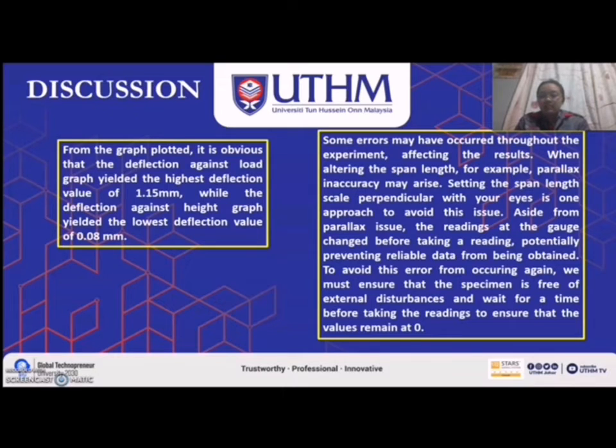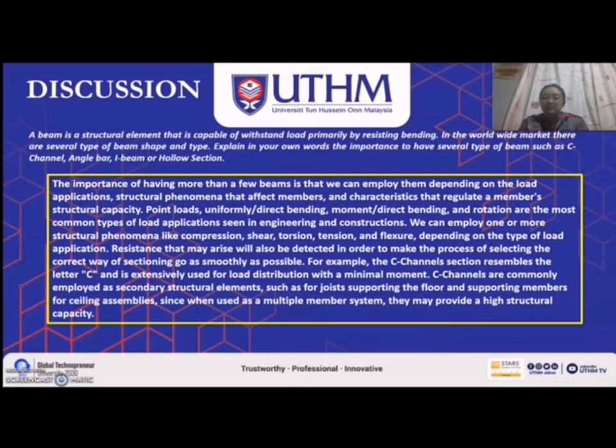So there are some errors that may occur throughout the experiment, affecting the result. When alternating the span length, for example, parallax error may arise. Setting the span length scale perpendicular with your eyes is one of the approaches to avoid this issue. Aside from parallax error, the readings at the gauge may change before taking a reading, potentially preventing reliable data from being obtained. To avoid this error from occurring again, we must ensure that the specimen is free from external disturbance and wait for some time before taking the readings to ensure that the value remains at 0.